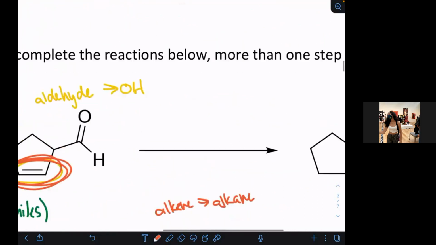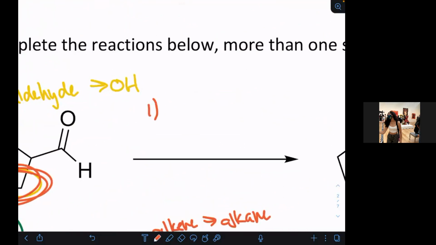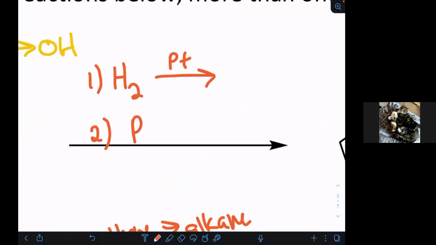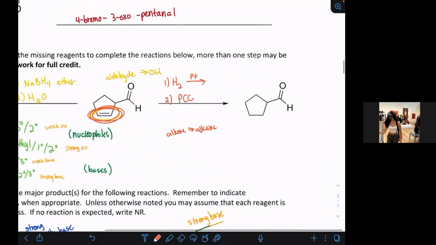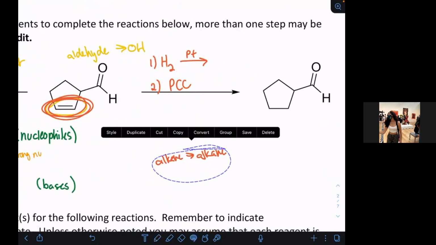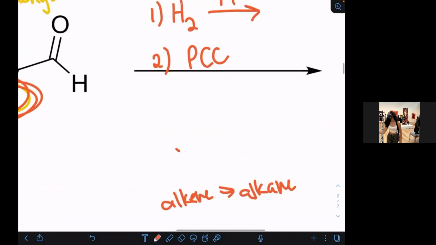So then the first step is the H2? Yeah, you could use, I think, H2 or the NaBH4. They both work to reduce. Or sorry, no, it would have to be the H2, you're right. Cool. And then the second step, we do PCC to go back from the alcohol. Okay, cool.